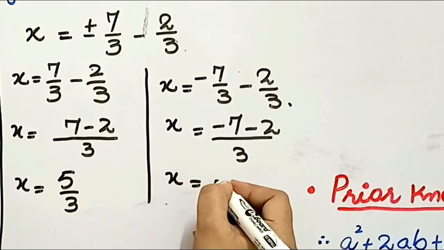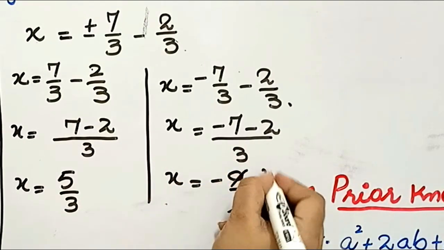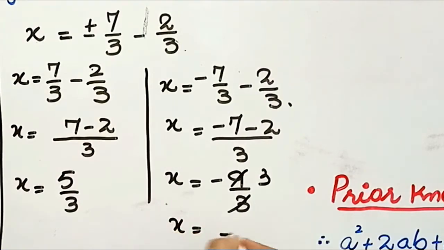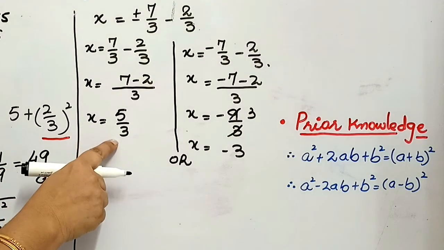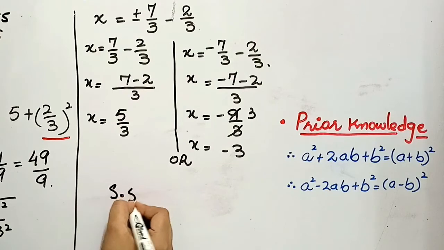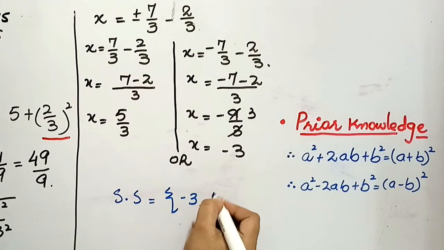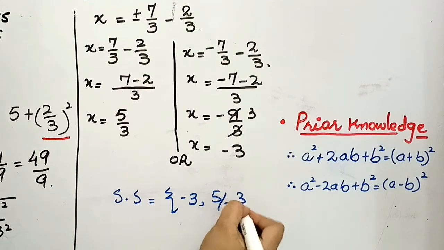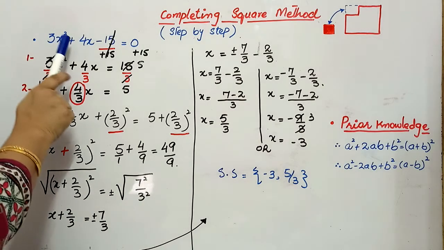So minus 9 upon 3. 3 threes are 9, x is equal to minus 3. We have two solutions for x. These are 5 upon 3 and minus 3. So I can write the solution set is equal to minus 3 and 5 upon 3. Minus 3 and 5 upon 3 is the solution set of this equation.